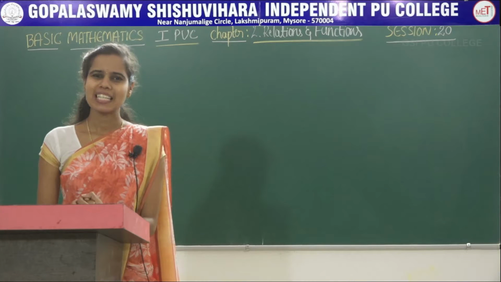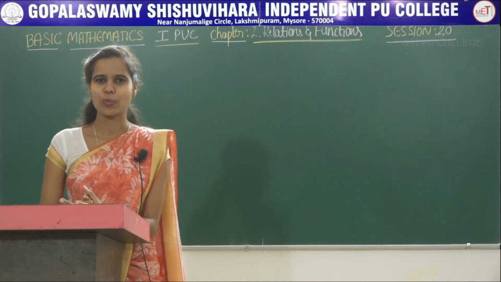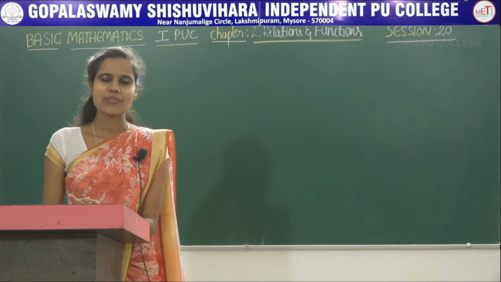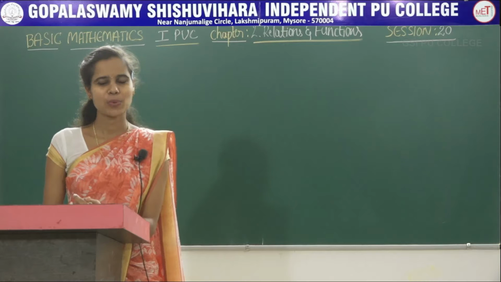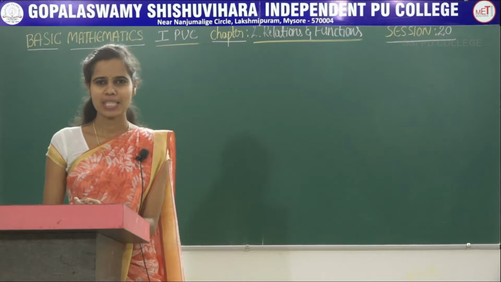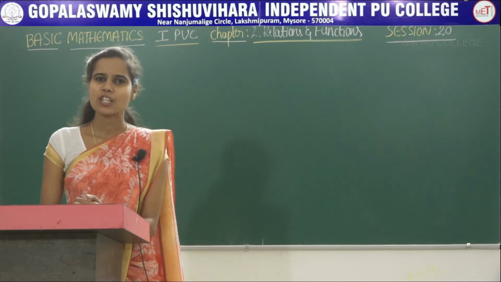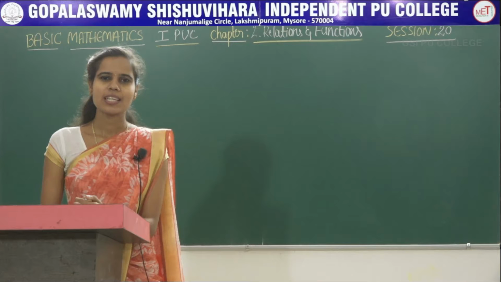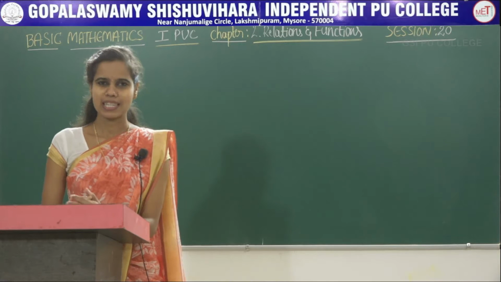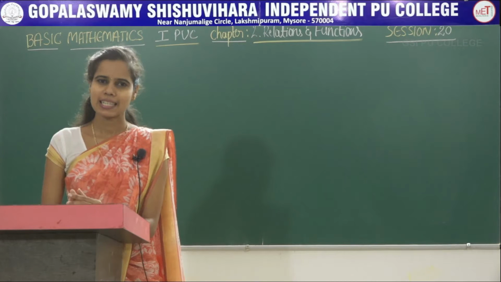Good morning students. In the previous session we discussed relation, domain, range and codomain. A relation R from two non-empty sets A and B is a subset of the Cartesian product, denoted by A cross B. It contains those ordered pairs in which A related to B is true, which means it contains some ordered pairs satisfying the given relation or condition.